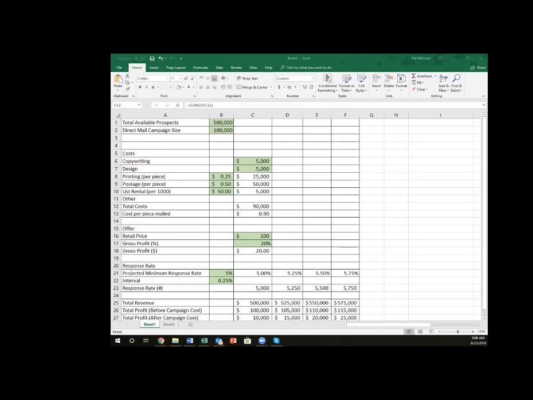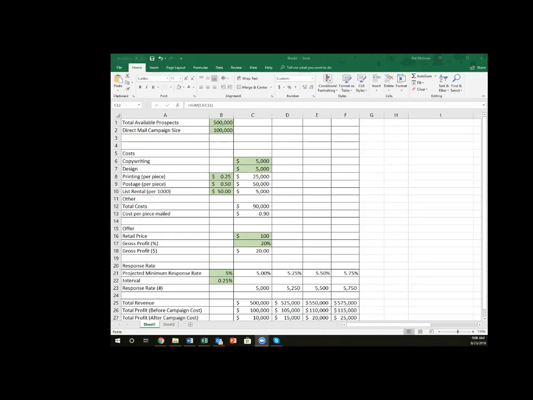A lot of firms will do customer base, existing prospects, and then rent in order to generate new contacts and new leads and increase their business that way. So that's the size of this campaign. They set at 100,000 pieces.